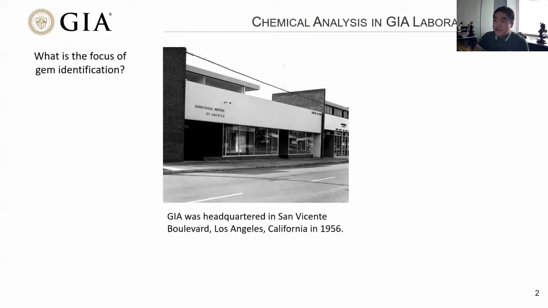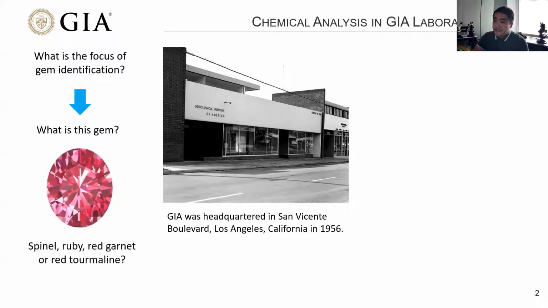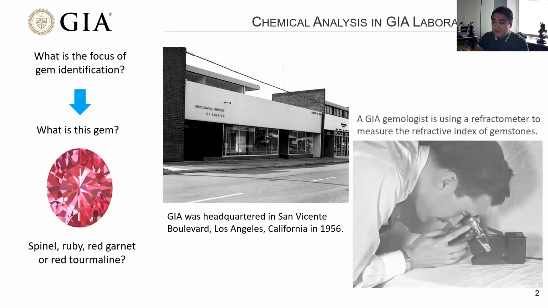This is a photo of GIA's headquarters on San Vicente Boulevard in Los Angeles, California in 1956. At that time, many basic gemological problems were the focus of gem identification, such as, what gem is this? Is it a red spinel, ruby, red garnet, or red tourmaline? This is a gemologist at GIA who is using a portable desktop refractometer to test the gemstones. By measuring the refractive index of the gemstone, we can identify it accurately.